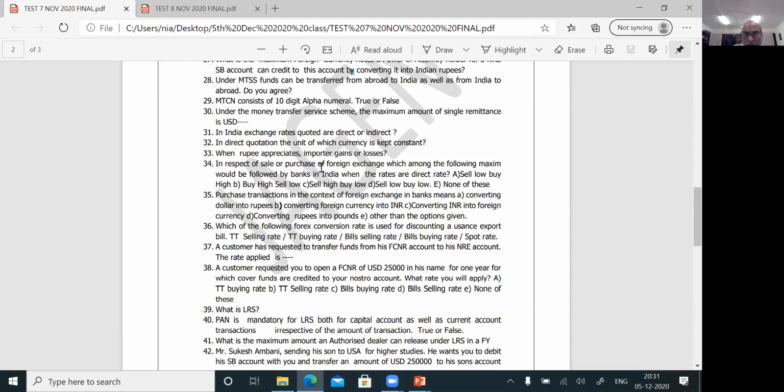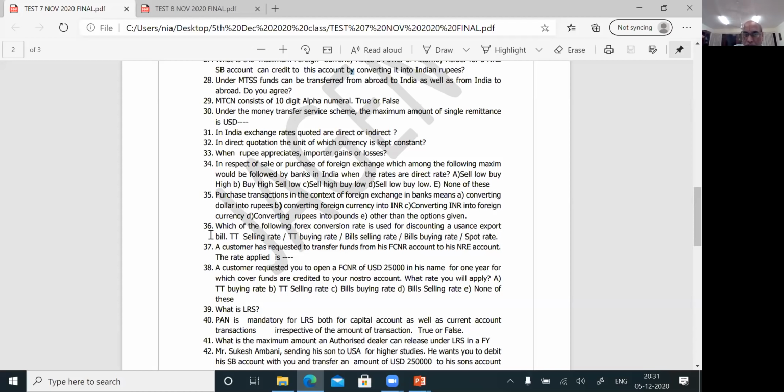Okay. So purchase transactions in the context of forex in banks means: converting dollar into rupees, converting foreign currency into Indian rupees, converting Indian rupees to foreign currency, converting rupees into pounds, or other than the options given above. So what is the correct option? Purchase transaction means converting the forex into Indian rupees. You take the forex and give him Indian rupees. That is a purchase transaction.